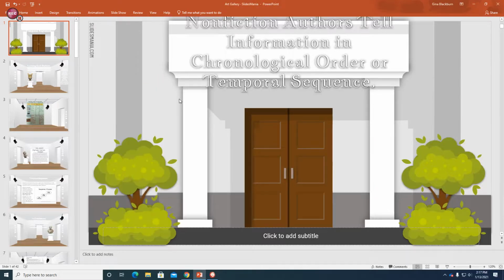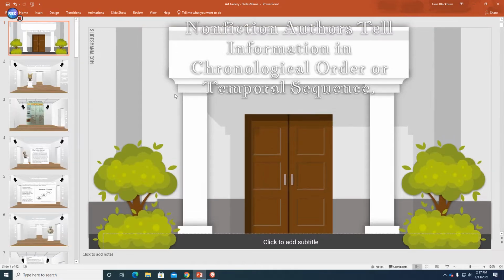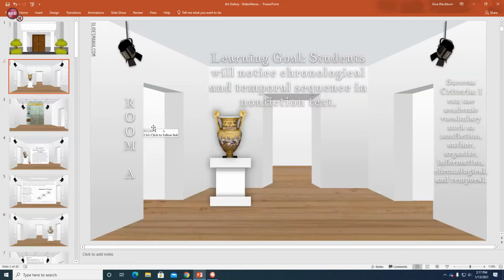All right, so the title of our lesson today is Nonfiction Authors Tell Information in Chronological Order or Temporal Sequence. Our learning goal: students will notice chronological and temporal sequence in nonfiction text. Our success criteria: I can use academic vocabulary such as nonfiction, author, organize, information, chronological, and temporal. So some of those are new vocabulary words for us.